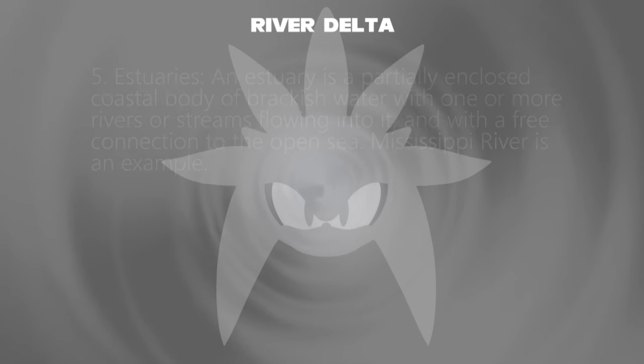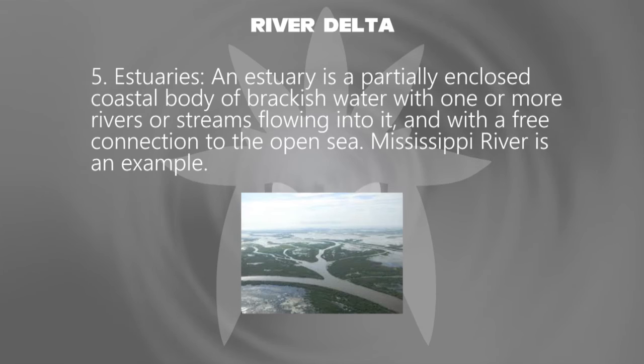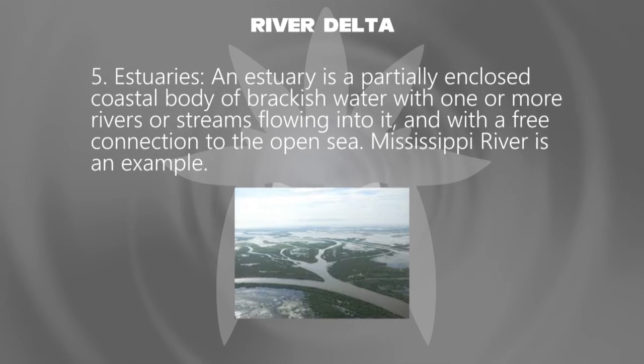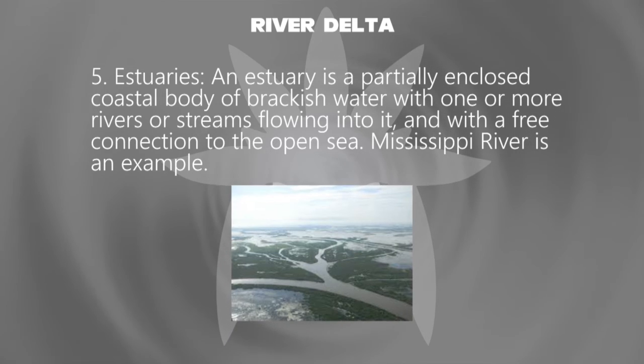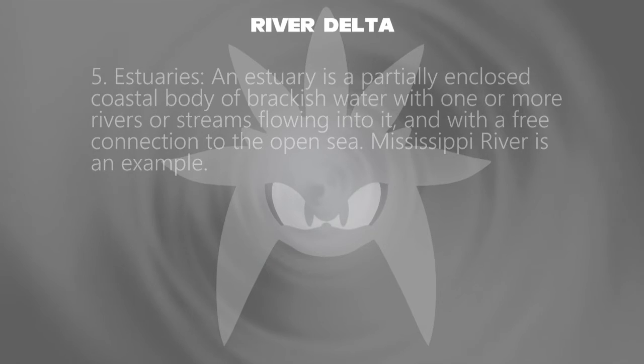Next, the estuaries. An estuary is a partially enclosed coastal body of brackish water with one or more rivers or streams flowing into it, and with a free connection to the open sea. The Mississippi River is an example, as discussed earlier, compared to the Gilbert Deltas.